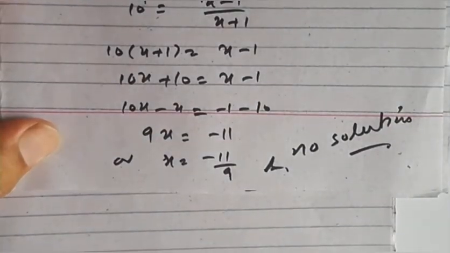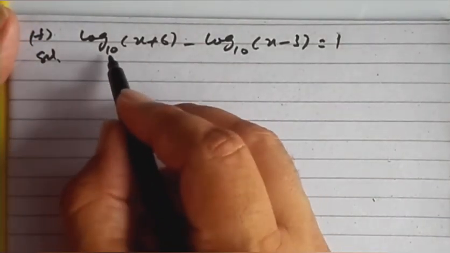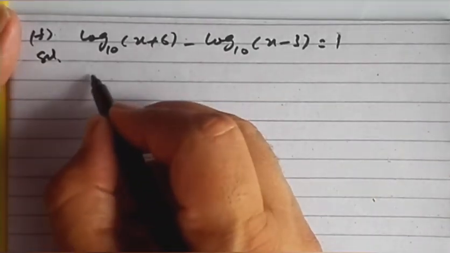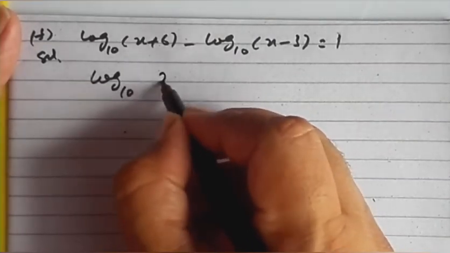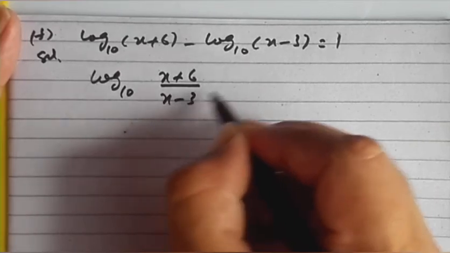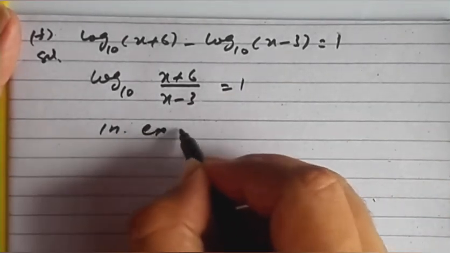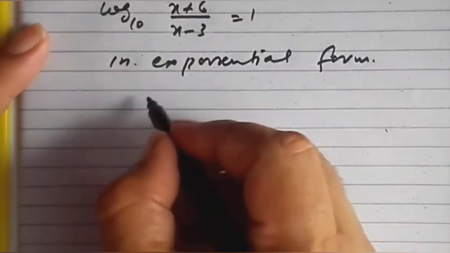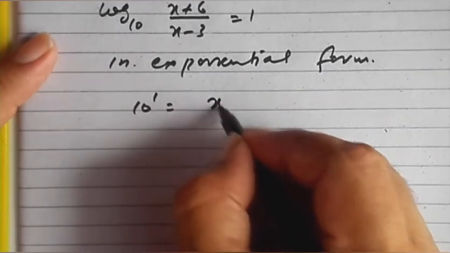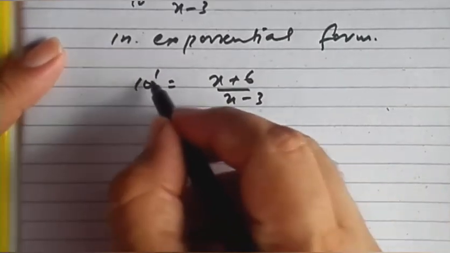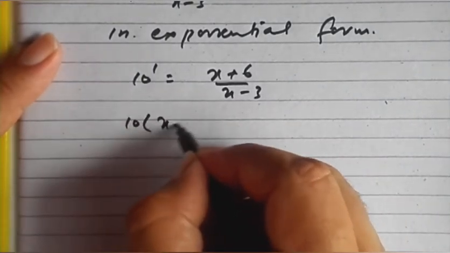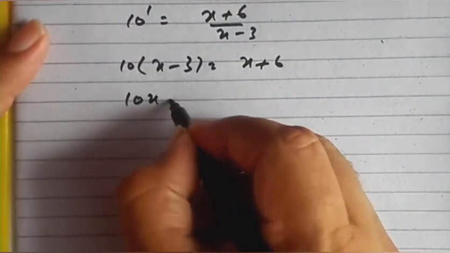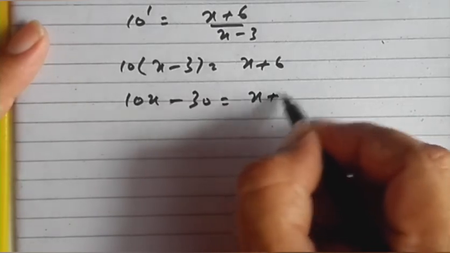It has no solution. Part F, log to the base 10 of x plus 6 minus log to the base 10 of x minus 3 equals to 1. So we can write it log to the base 10 of x plus 6 divided by x minus 3 equals to 1 in exponential form. It is written as 10 power 1 equals to x plus 6 divided by x minus 3. Multiply this x minus 3 with this 10, so here remains x plus 6. Now multiply this, we get 10x minus 30 equals to x plus 6.